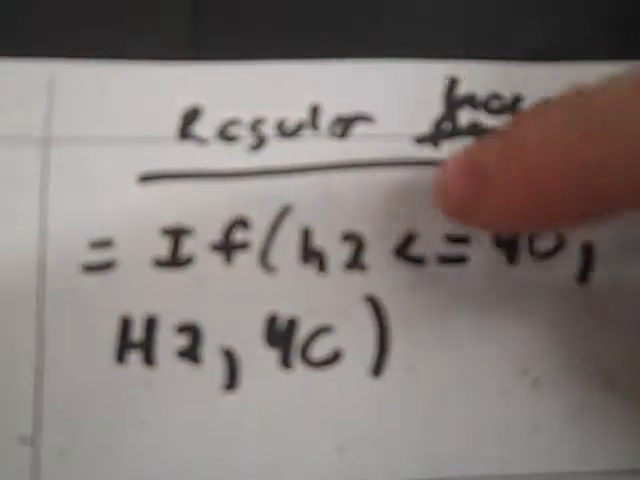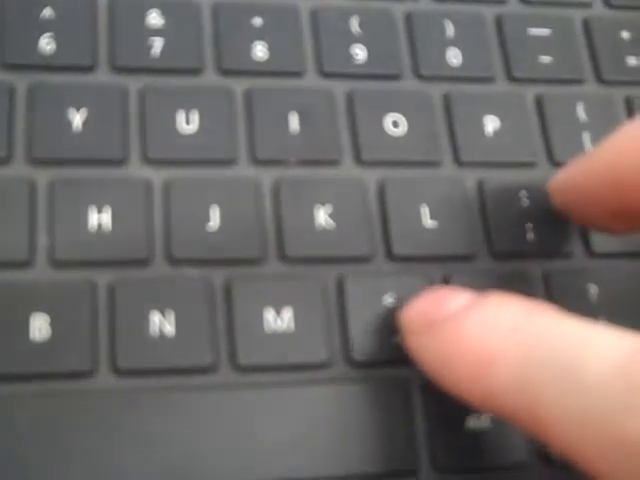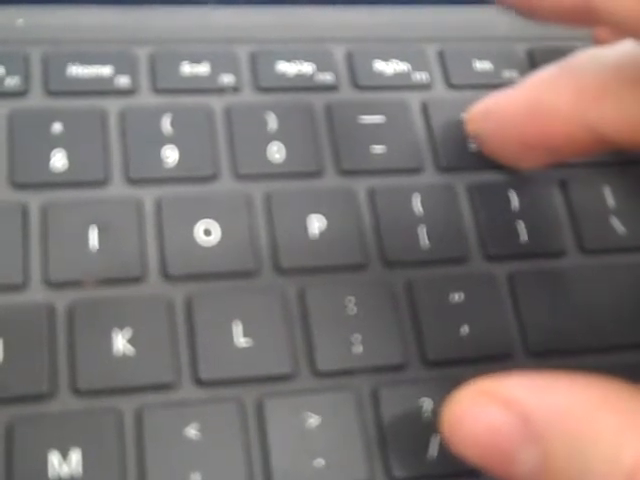Now it says if H2, so just type H2, is less than or equal to 40, okay? So you go, less than's right there. Shift, you got to hit shift. And then equal to is up here, so you go shift right there. Or no, not shift, that's a plus sign, so just click the button without shifting, okay? Less than or equal to 40, comma, okay?